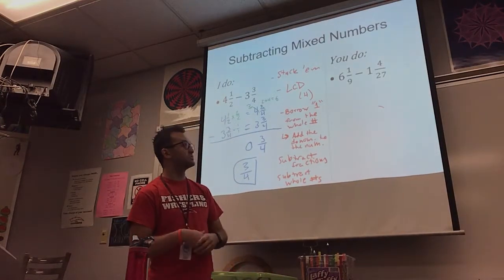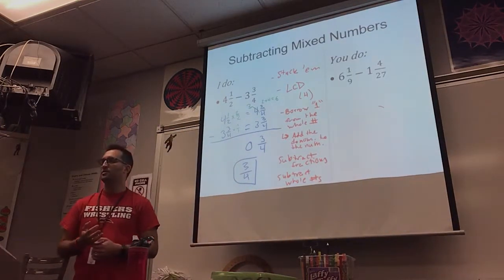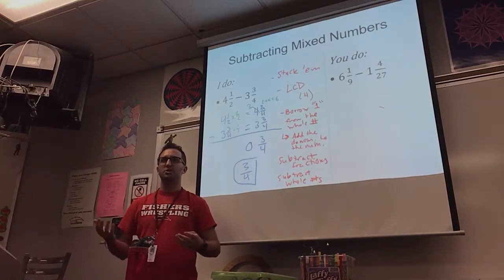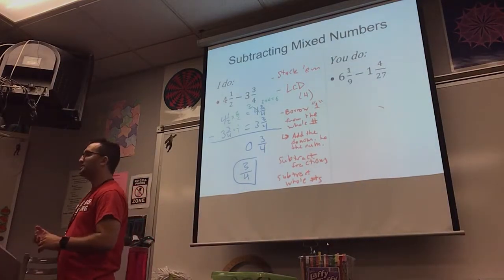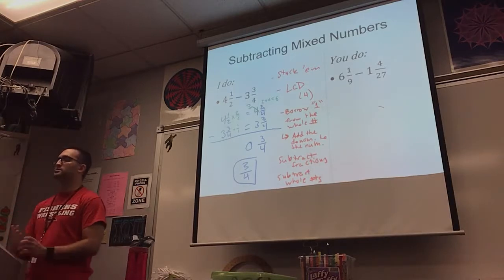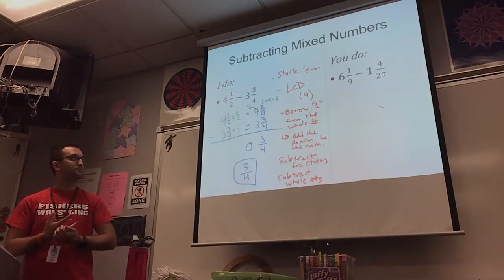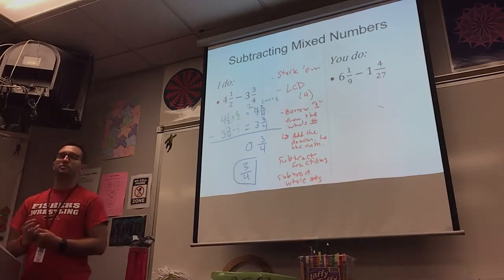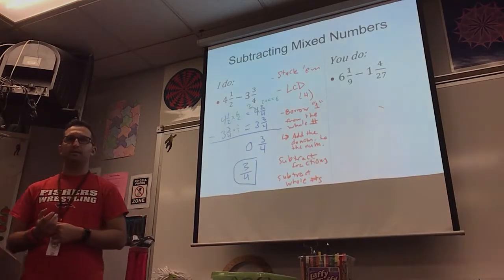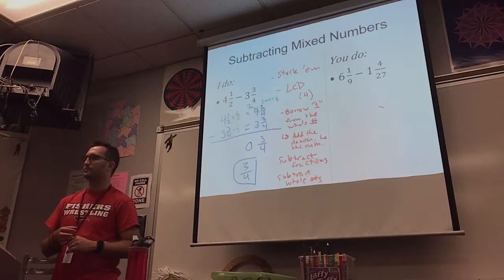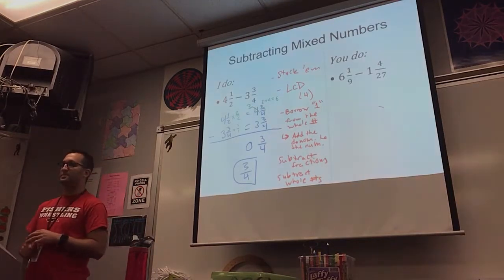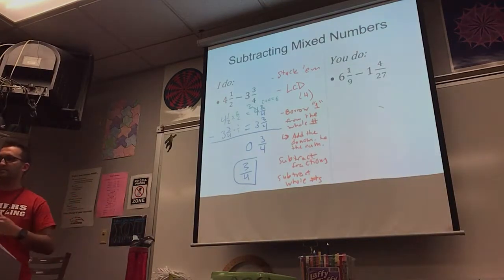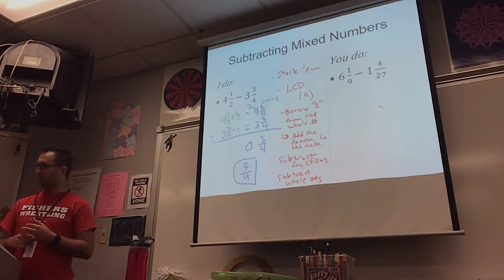6 1/9 minus 1 4/27. What do you think it should be close to? Should be close to 5, right? So when you get your answer, it should be pretty close to 5. So we always want to estimate to make sure we're on the right track. So you should be attempting the you do using the steps we wrote down. This will be the last problem we do.